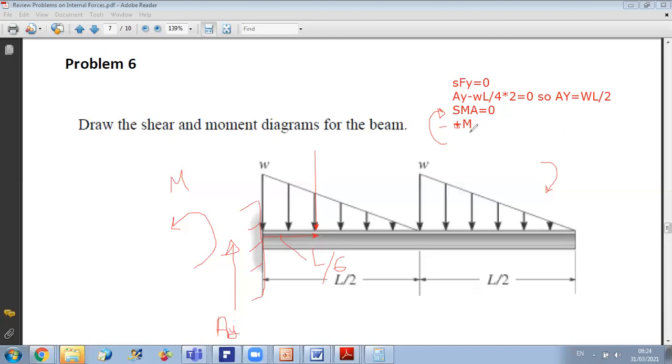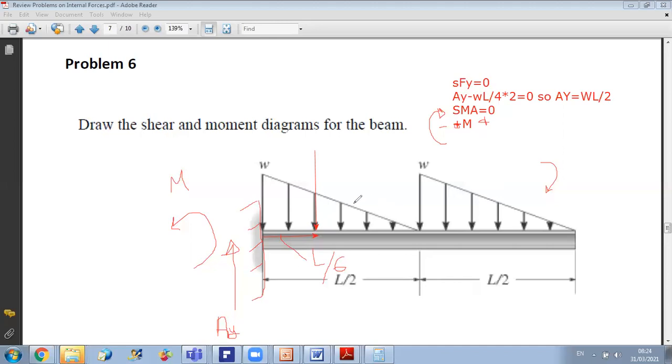So if you work in the clockwise direction, it's minus m, and then the moment of the distributed load will be positive. You do plus the moment of this load and plus the moment of this load. So it's equivalent. You can select any positive direction. It's not a problem.